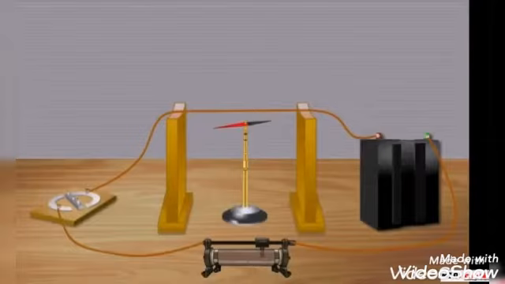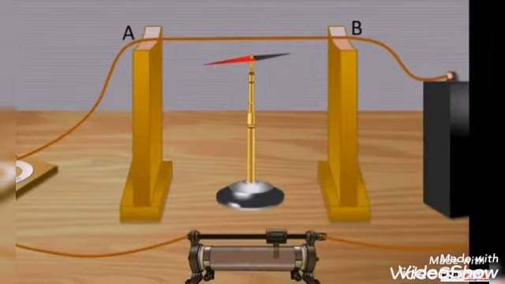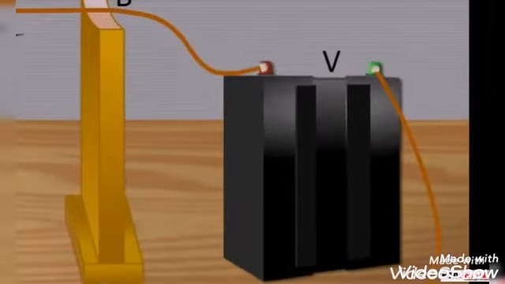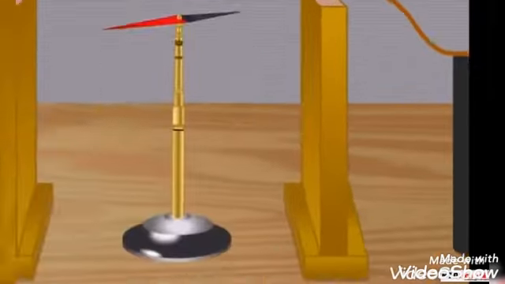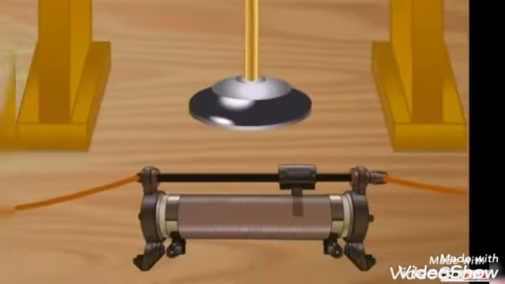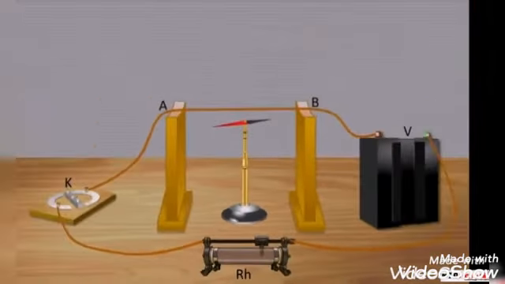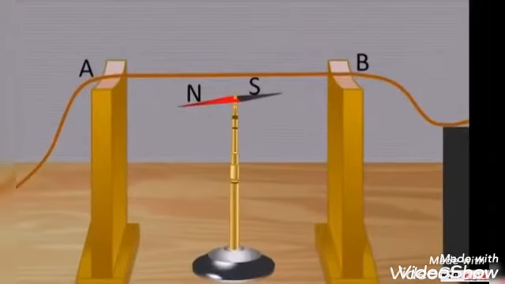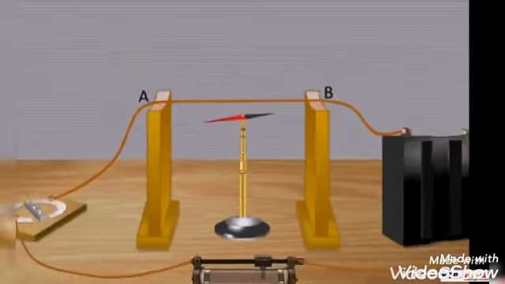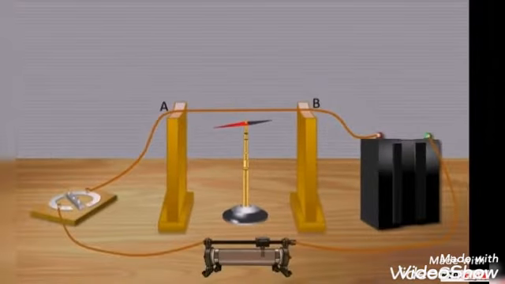A conductor wire AB, in the north-south direction, is connected to a battery, commutator K and rheostat RH. A magnetic compass needle NS is placed just below the conductor AB. Initially, when no current passes through the wire AB, the magnetic needle shows no deflection.